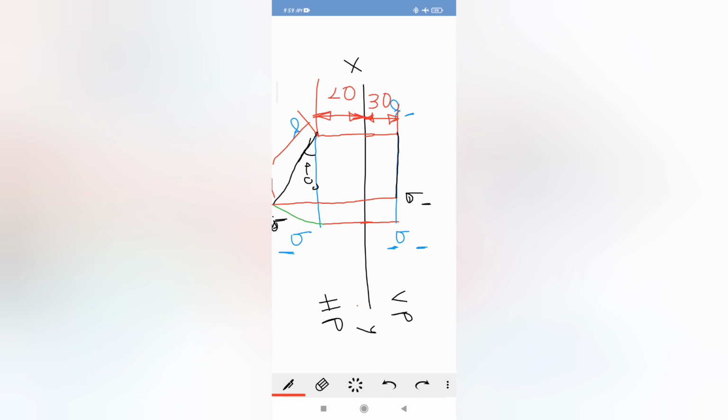Now just give the dimensions. Here, as we know, the length of the line is 50 mm, and here you got the reduced length which is represented as A dash B dash. By measuring its length, you have to give the dimensioning of whatever you got.